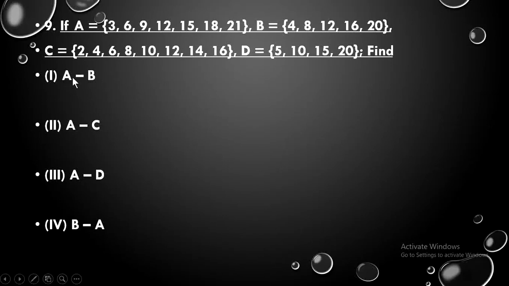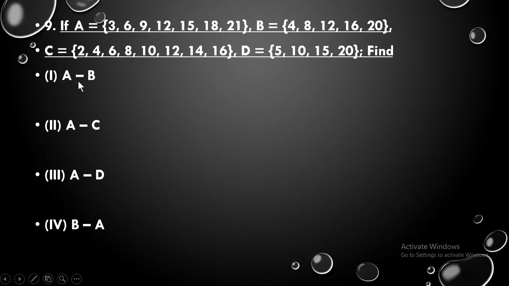Okay, so let's start. First, A minus B. Now check A minus B, whatever element is repeated. If you see here, 3, 6, 9, 12, 15, 18, 21 and 4, 8, 12, 16, 20. So only 12 is the one which is repeated in A and B. That is, only 12 is the element that is present in both A and B.